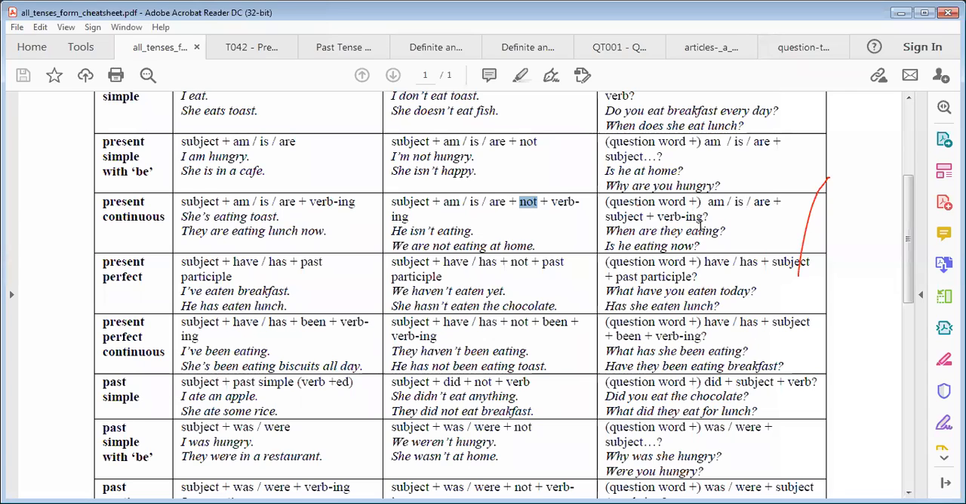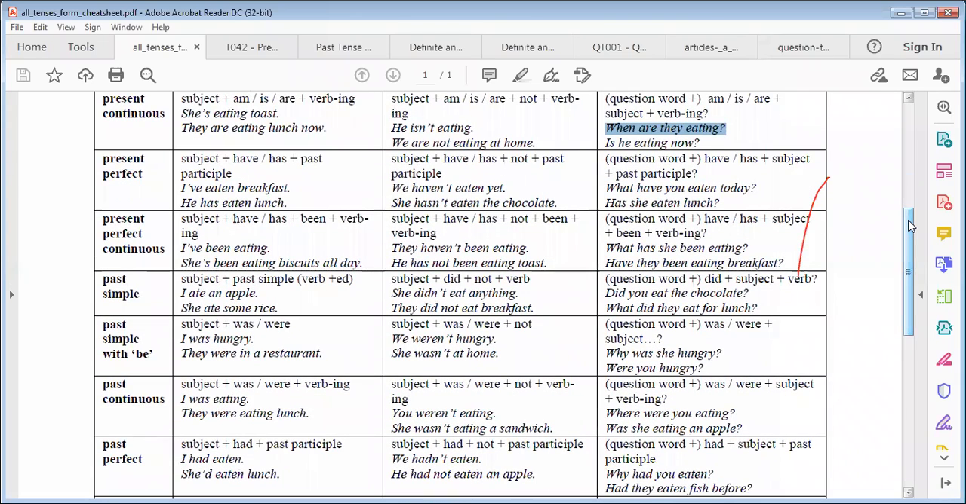So, when are they eating, or is he eating now? Both of them. Again, if they give you this question and ask you to identify the tense, you look at are and you look at eating. Are tells you that it's a present tense and verb plus ing tells you that it's a continuous tense. So your answer will be present continuous.